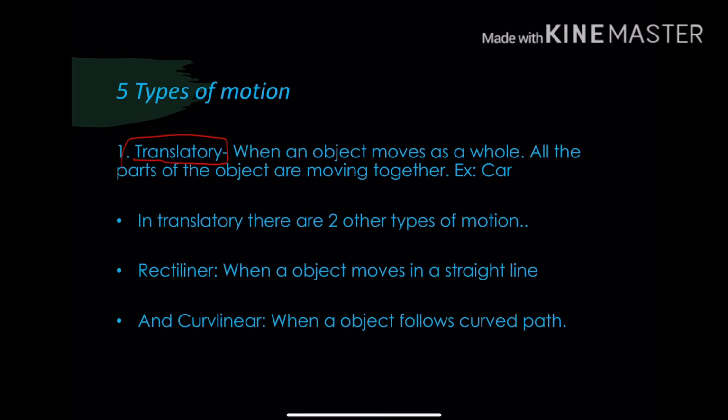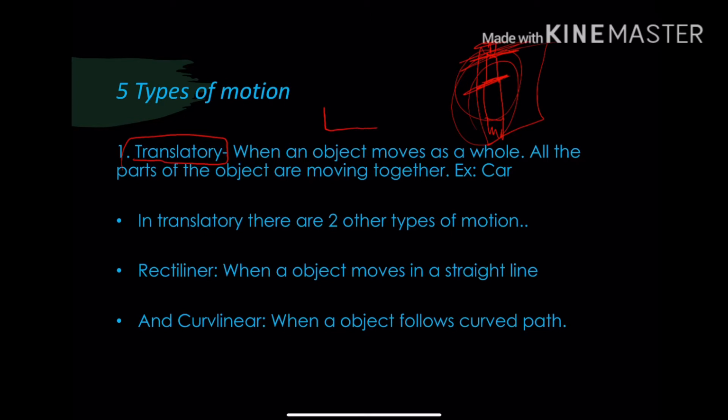I'll take an example of an object which does not move as a whole. For example, guys, you can take a rocket ship. If you didn't know, rocket ships detach, right? Then this detaches, then this detaches. So this does not move as an entire whole. It moves part by part. So that is not translatory motion.